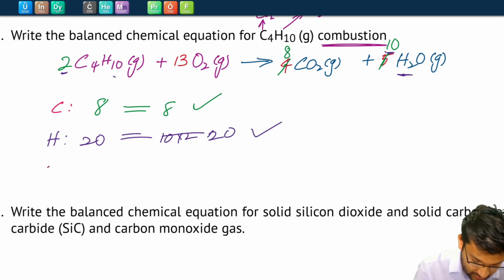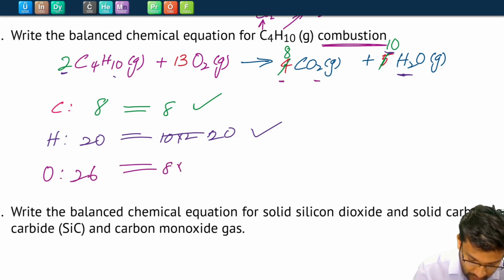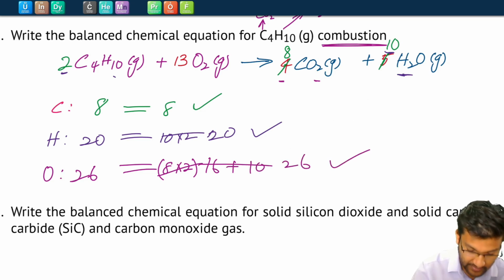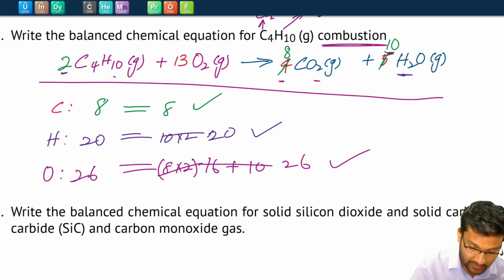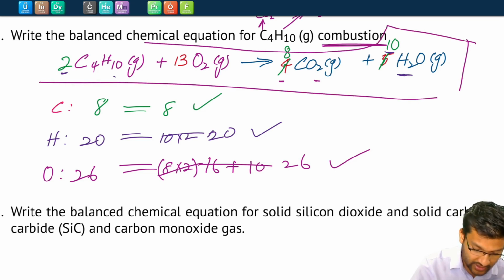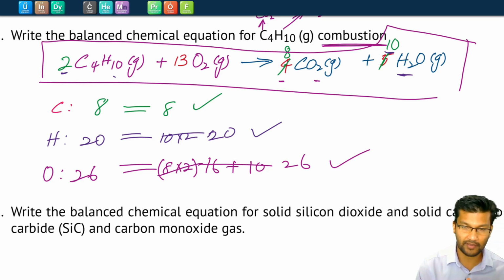Now let's check our oxygen. We have 13 times 2, which is 26 on the left-hand side. On the right-hand side, we have 8 times 2 from the carbon dioxide, which gives us 16, plus from the water, we have 10 times 1, which is just 10, for 26, so that's balanced. So everything's balanced, which means that this equation here is our balanced chemical equation.